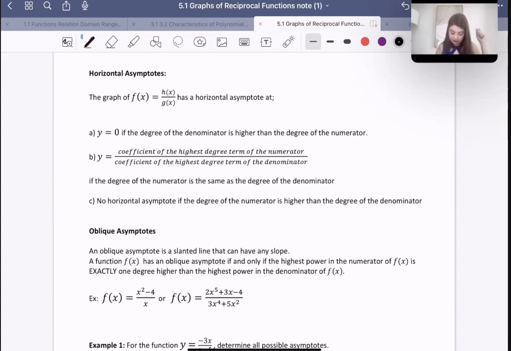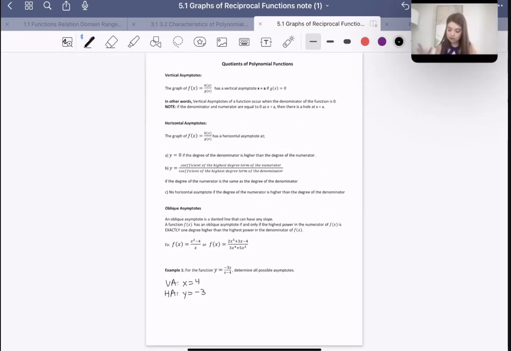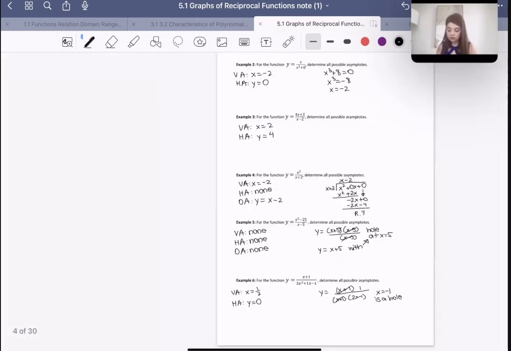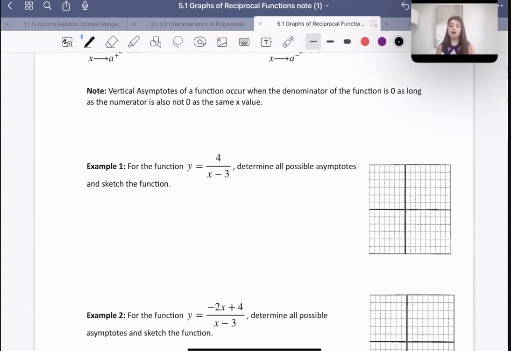And then for oblique asymptotes, these occur if and only if the degree of the numerator is exactly 1 higher than the degree of the denominator. And then to find the oblique asymptote, we use our long division method that we learned in the last unit. So there we go. I actually did a whole lesson about those in the last lesson where we strictly go over finding asymptotes. So do make sure to familiarize yourself with that if it's not something you're already familiar with.